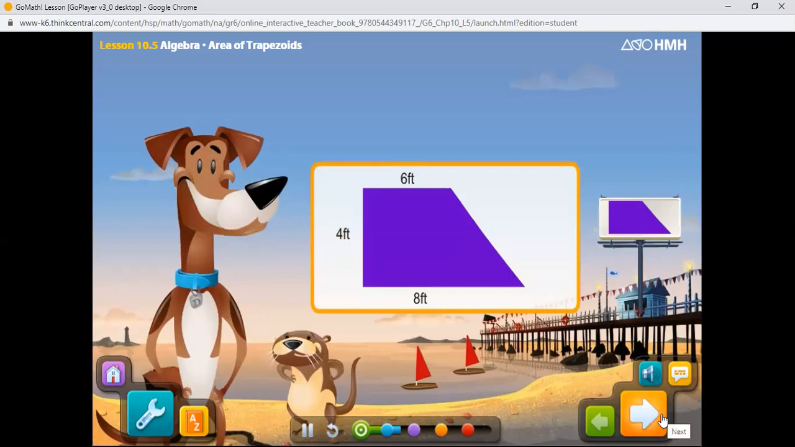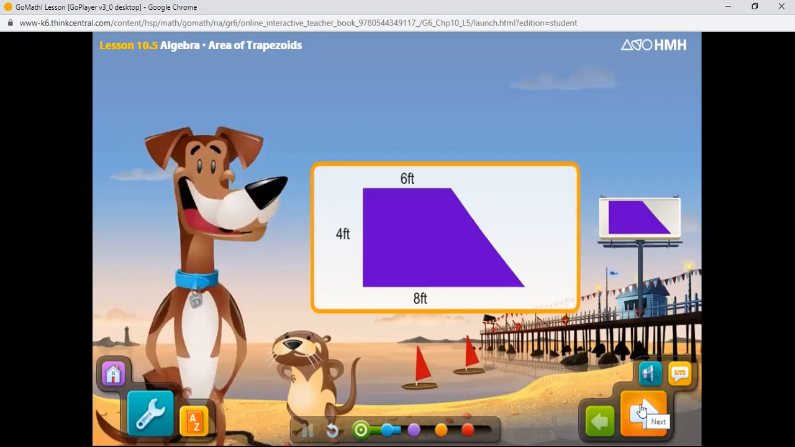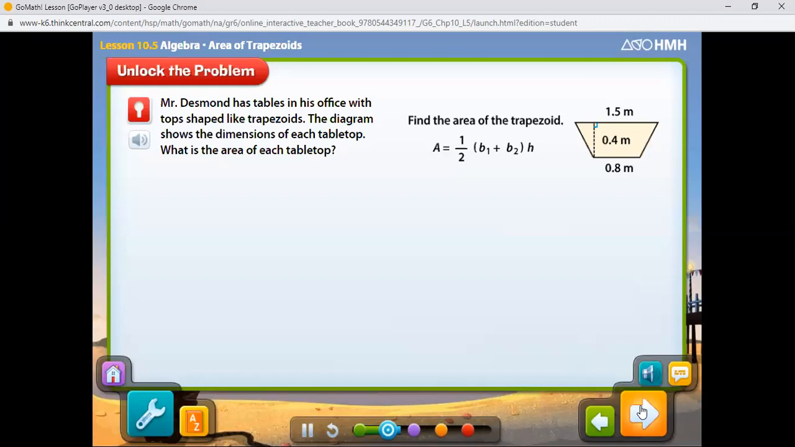Gee, isn't that logo in the shape of a trapezoid? I know there's a formula that could help the owner find the area of the trapezoid. Let's see how it works. Let's solve a problem using the area of a trapezoid. Let's unlock the problem. Let's find the area of the trapezoid. The formula for the area of a trapezoid is 1/2 times the sum of base 1 and base 2 times the height. First, you need to know the bases and the height.